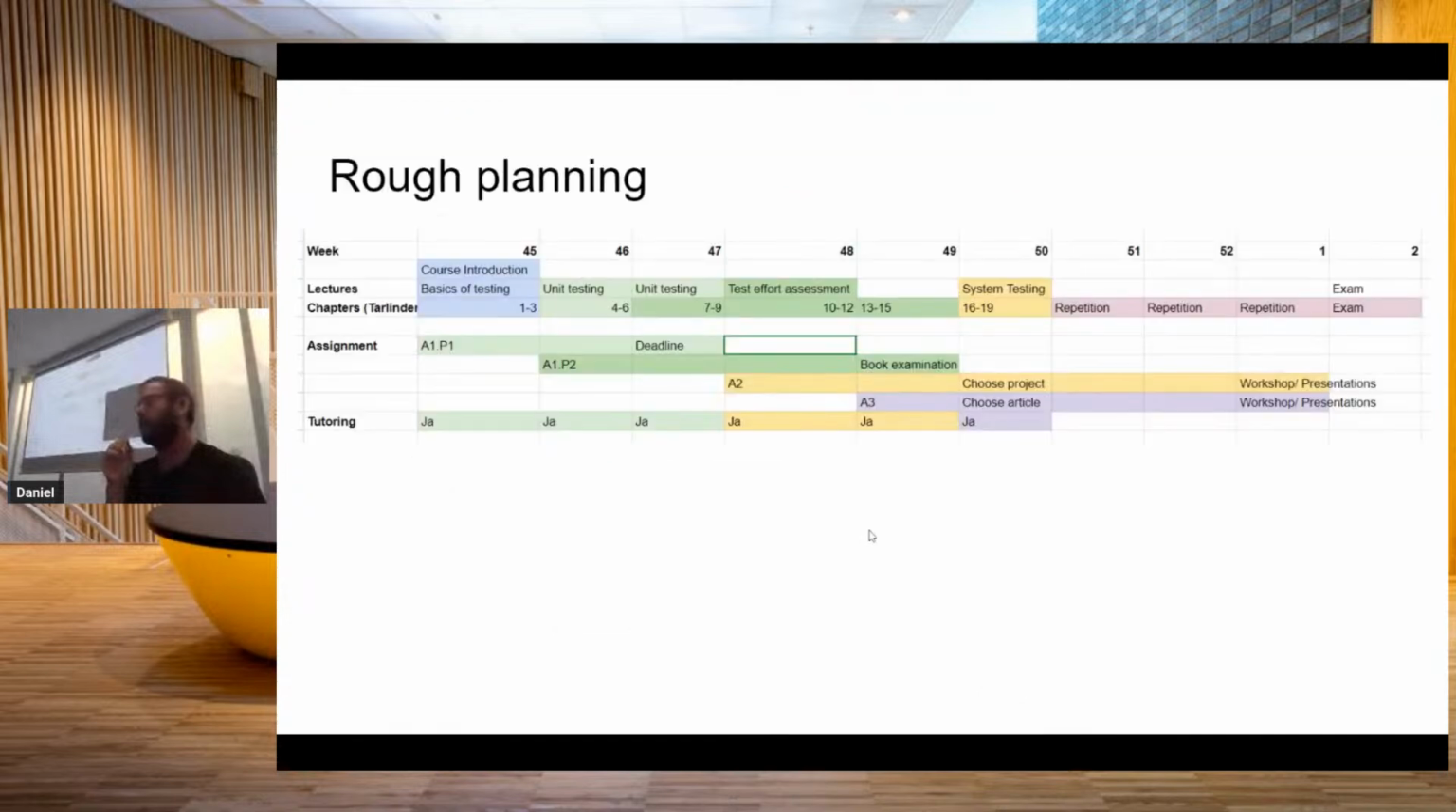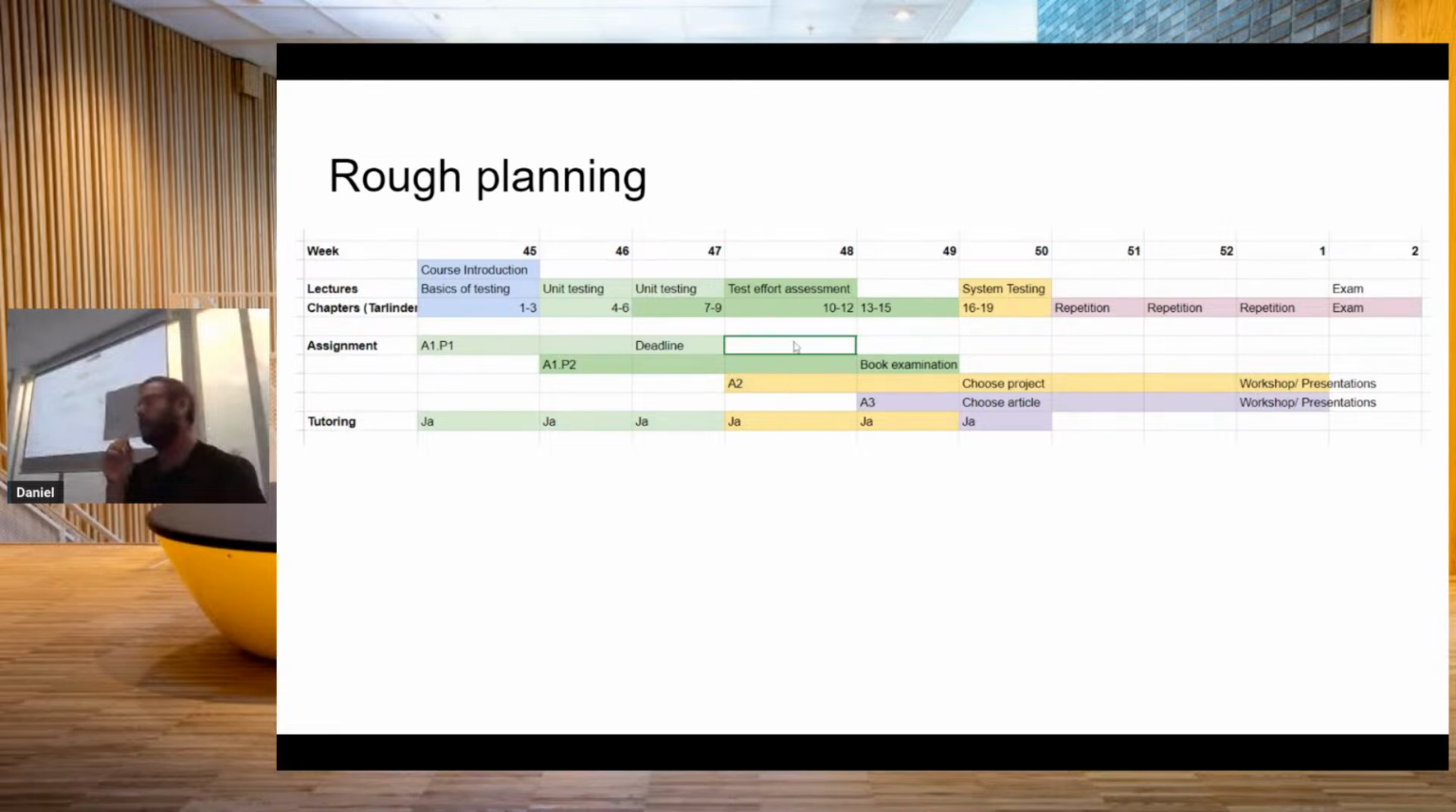A rough planning of the course week by week is like this. This week we have course introduction and basics of testing. You're reading some parts of the book, and then you're starting with assignment 1, part 1. You can see that the deadline for assignment 1, part 1 is in 2 weeks, so week 47. And assignment 1, part 2 starts next week. You could actually start it this week also. If you're aiming for a higher grade, this is just to show you that I want those that want a higher grade to speed up a little bit, right?